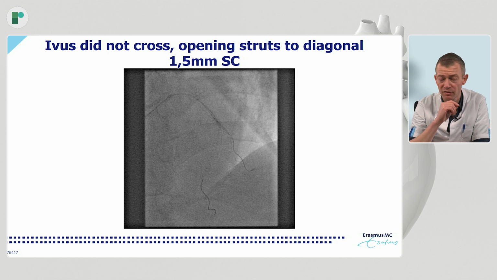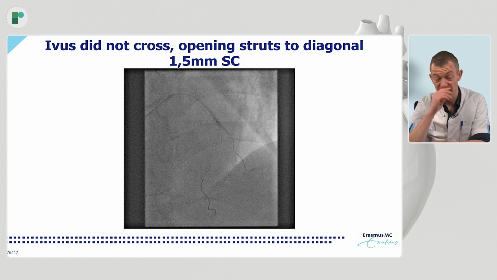And I think that pullback is interesting to show, because this really nicely shows you how you can use the IVUS to assess where you wired. Did you wire a distal strut? Did you wire a proximal strut? And how does that affect the geometry of the stent in the main branch?